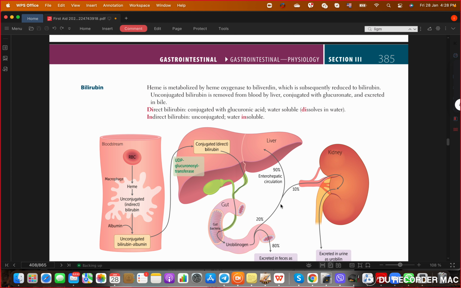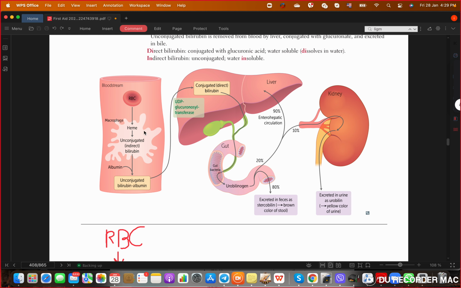Before the UDP glucuronyl transferase, it's unconjugated, right? Correct, so that is not water soluble. It's water soluble only after the UDP. So before the UDP, it's fat soluble. If it's fat soluble, it can cross the blood-brain barrier, and crossing the blood-brain barrier can lead to something called kernicterus. Okay, good.